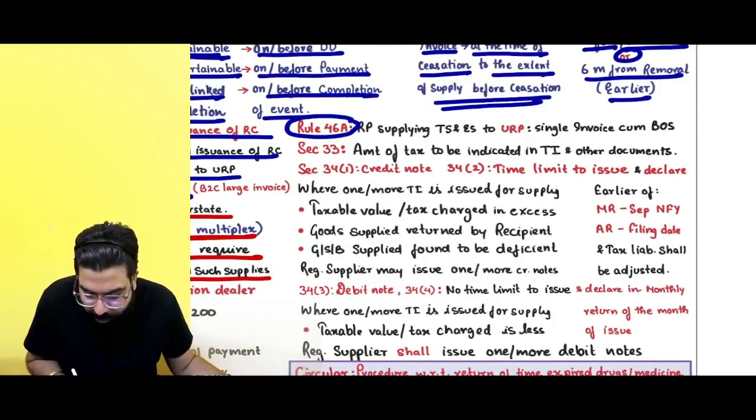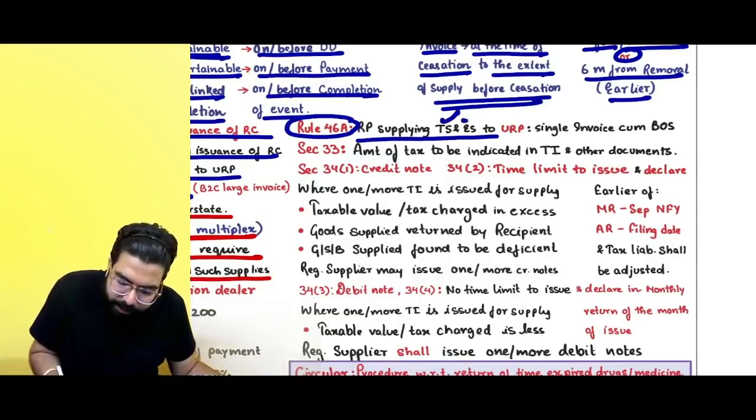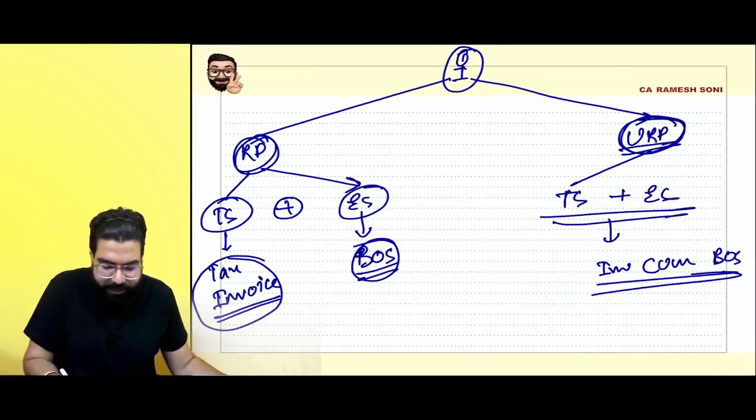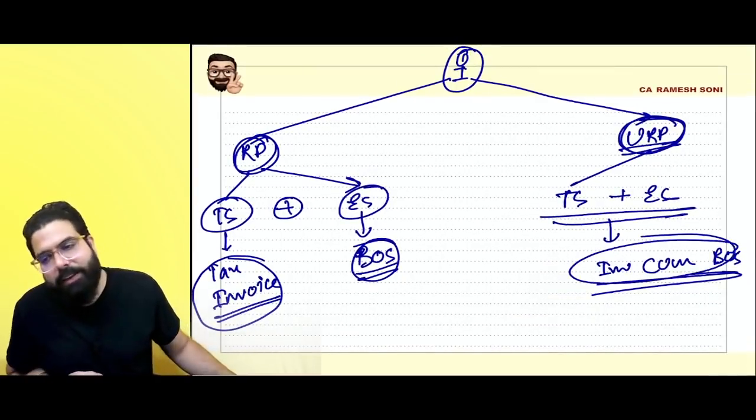See over here, everyone: taxable supply plus exempt supply to an unregistered person, you can give one single document, which is invoice cum bill of supply. Okay, sir, point is clear.